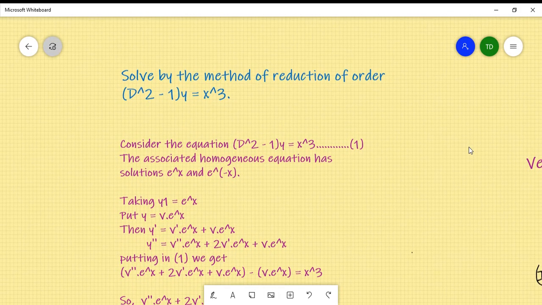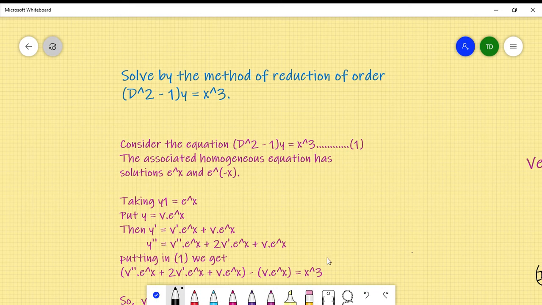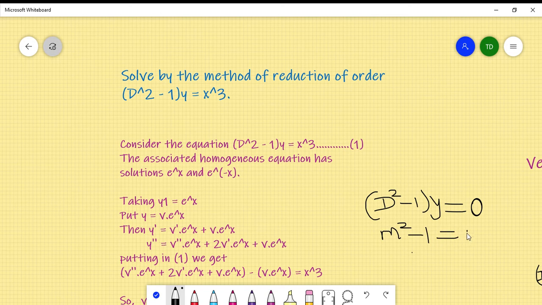Solution. Consider the equation (D² − 1) operated on y equal to x³. We call this equation number 1. We see that the associated homogeneous differential equation will be (D² − 1) operated on y equal to 0, and its auxiliary equation is m² − 1 = 0. So the roots of this equation are m = +1 and −1.